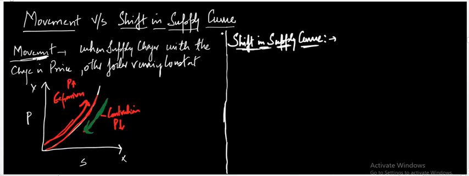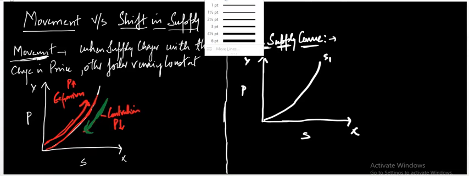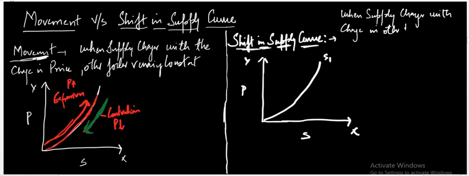Now let me talk about the shift in the supply curve. Let me first make up the supply curve. Say for example this is x, this is supply, and this is your y-axis, and this is price. Now this is the supply curve 1. Now shift in the supply curve means that when supply changes with change in other factors, price remaining constant.